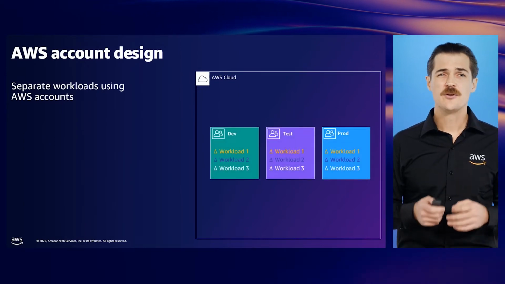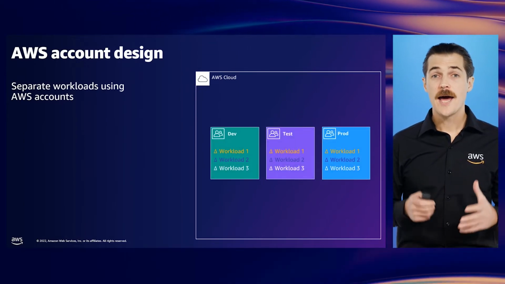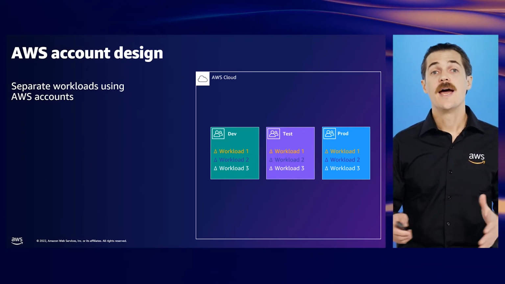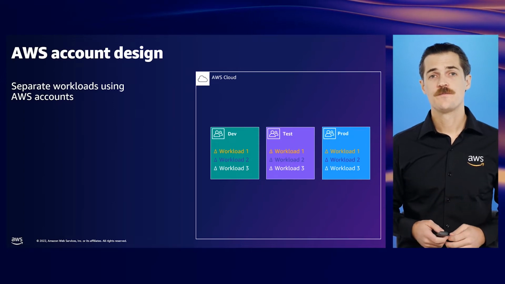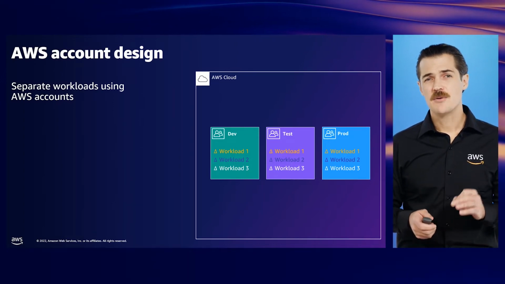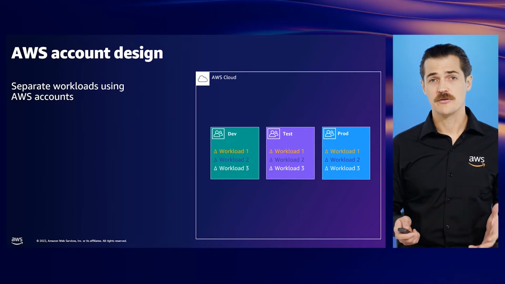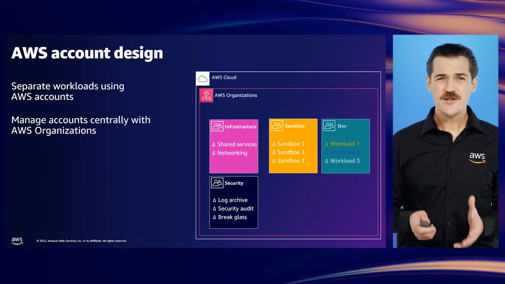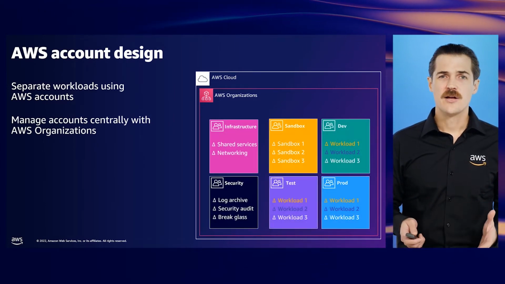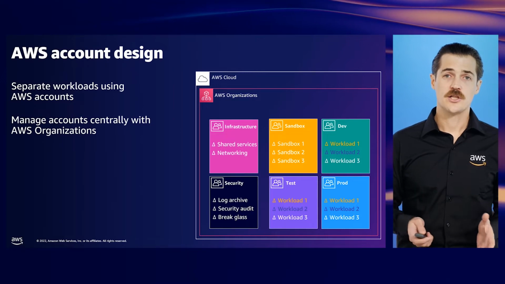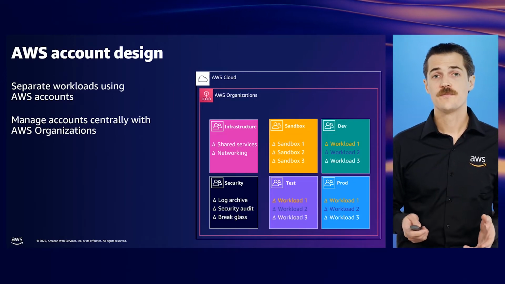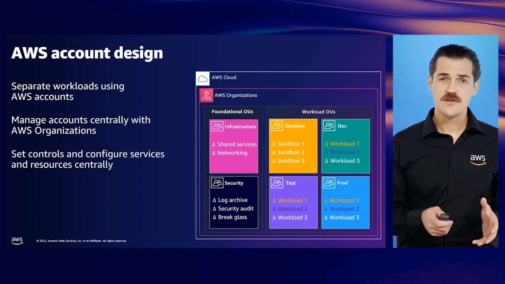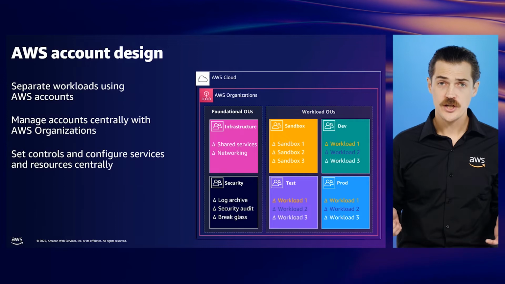Firstly, decide how you'll map your workloads to your accounts. At a minimum, you should separate workloads by purpose and environment, as it keeps things easy to manage. Secondly, to get the maximum benefits from running this multi-account configuration, use AWS Organizations to manage your accounts. As you can see on the right, you can arrange accounts in your organization using organizational units, or OUs. From there, you can begin setting controls and configuring services and resources across your organization centrally.